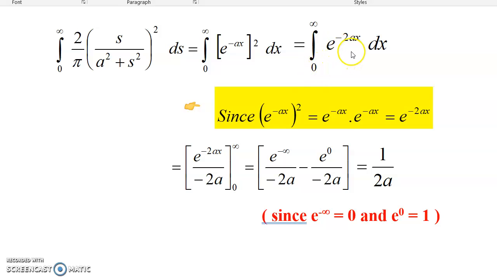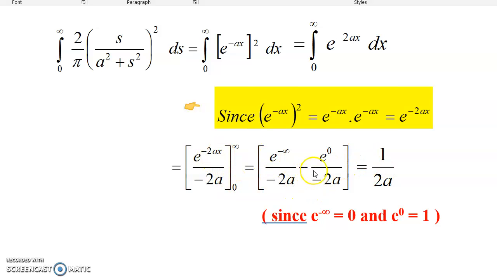So e power minus 2ax, when we integrate, we have e power minus 2ax divided by minus 2a. And we need to apply the limit from 0 to infinity. So upper limit, in the place of x we have to put infinity, minus lower limit, in the place of x we have to put 0.